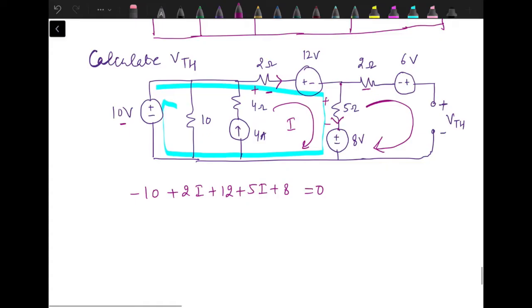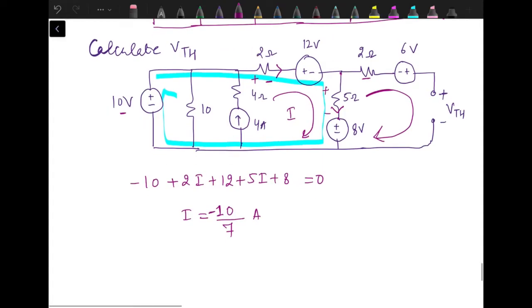So from here, the value of I is 10 by 7 ampere. Minus 10 by 7, sorry. It's minus 10 by 7 amperes. When you solve this equation, you will get the answer of I as minus 10 by 7.